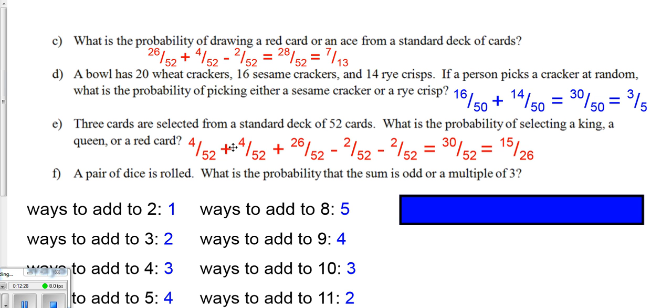So this is what we would get. This is how we'd add up our probabilities of drawing either a king, a queen, or a red card. When we add all this up and subtract these ones off, we get 30 out of 52, which reduces to 15 out of 26. So we have 15 out of 26 chance of getting a king, a queen, or a red card.